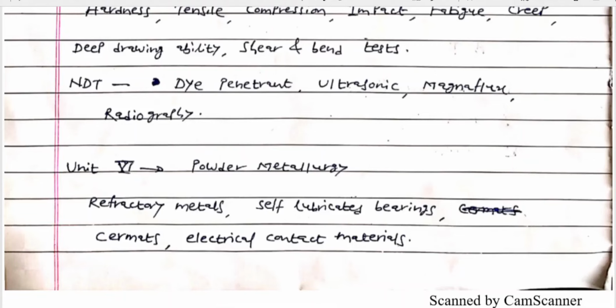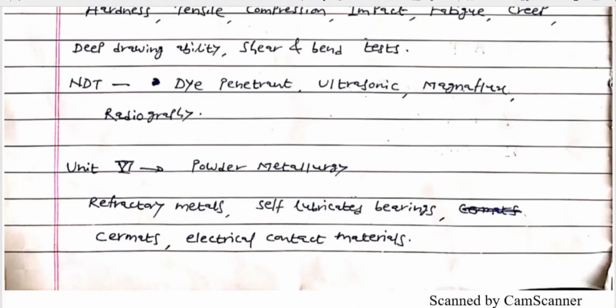The best example to understand is the tungsten filament of an electric bulb. Tungsten is a refractory material. It has a very high melting point. The melting point of tungsten is 3200 degrees centigrade. So it is highly difficult to produce it by the procedure of casting in a foundry.